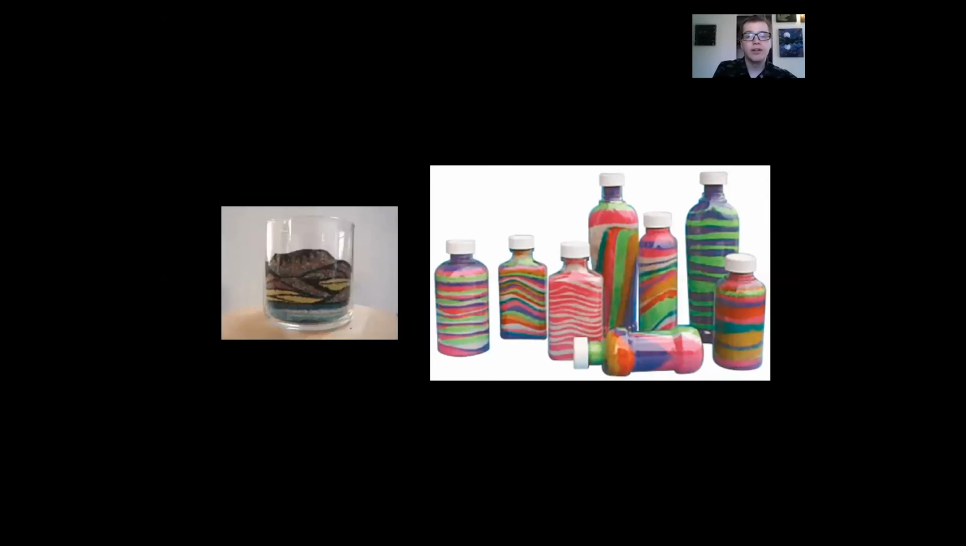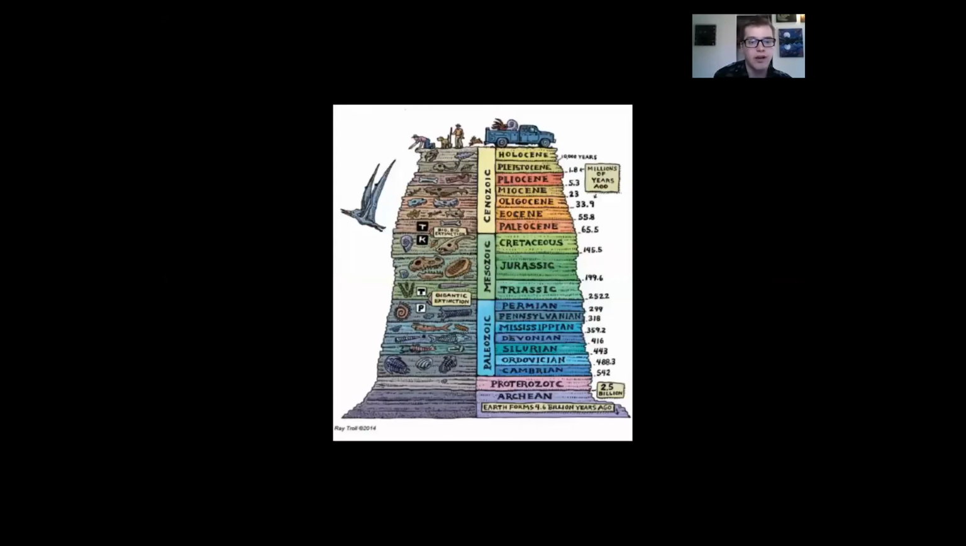And so I have a really great illustration here that was drawn by an artist named Ray Troll, and it shows kind of how these layers work. So each layer of rock represents a different period of the Earth's history. You can see that the Earth's history starts all the way down at the bottom, where it says Earth forms 4.6 billion years ago. And as we go up, all these periods have different names, and you can see we get closer and closer to the present.